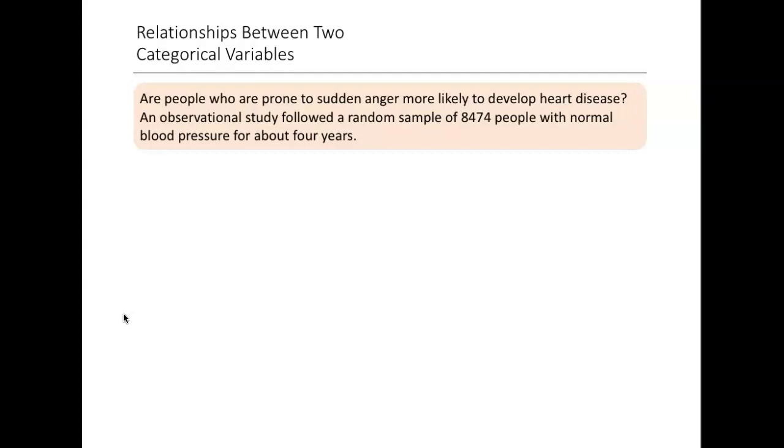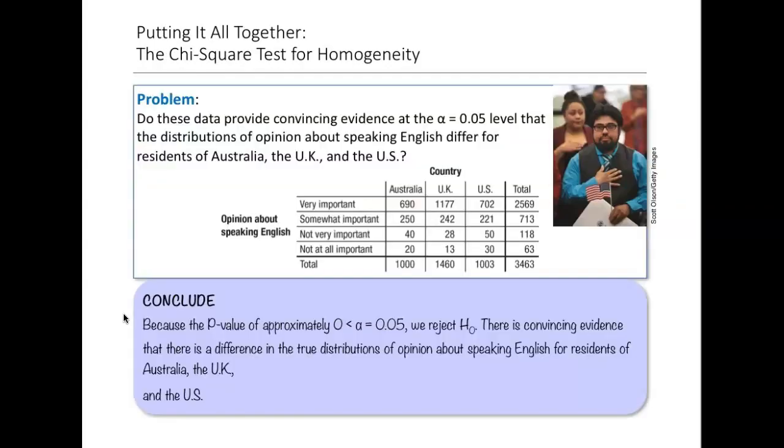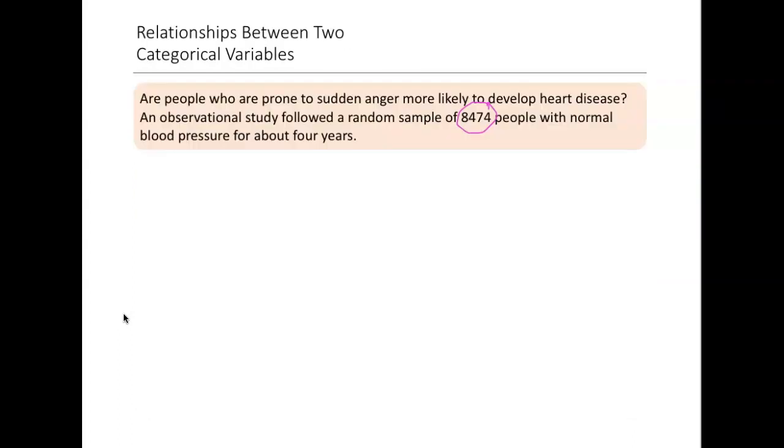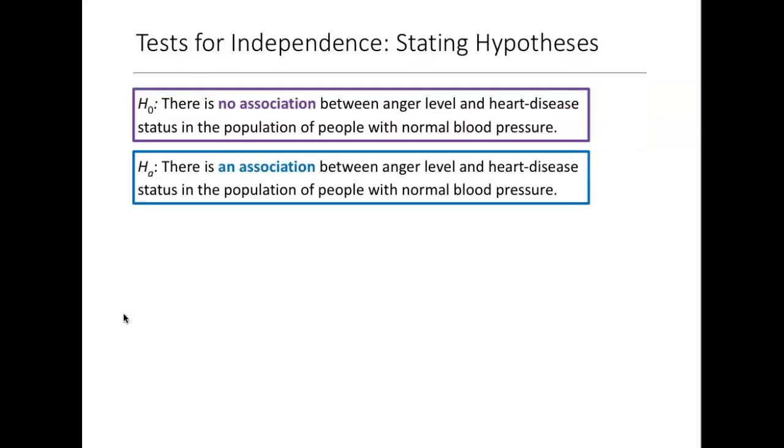So notice that this data comes from a single random sample versus like the English language speaking question came from 3 independent random samples, right? So here we're taking a single random sample, and what we're looking for is if there's an association between multiple characteristics of these individuals in this single random sample, right? And so our null hypothesis would be there is no association between anger and heart disease. And then the alternative, what we're looking for is there is an association between anger and heart disease.